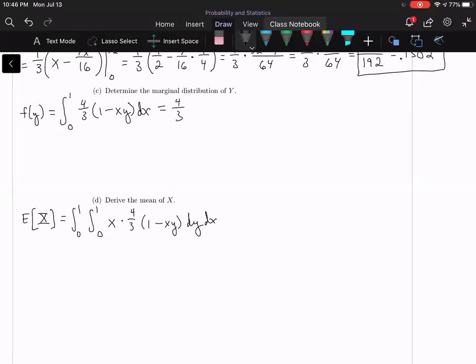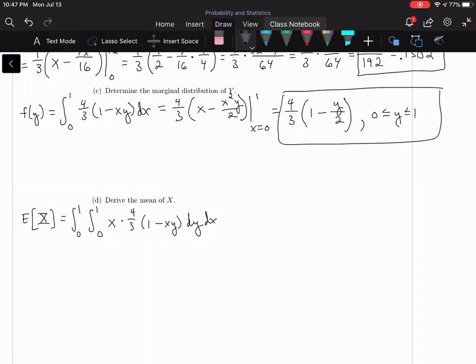When we integrate with respect to x, we've got x minus x squared y over 2, and we are evaluating x from 0 to 1, which is going to give us 4/3. X goes 1 minus 0, which is 1, minus the x squared, which is 1 squared minus 0 squared, which is still 1, times y over 2. And the support is still y is somewhere between 0 and 1.